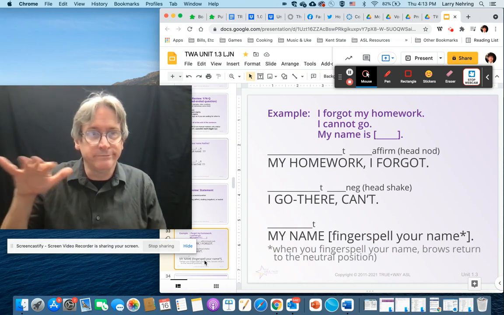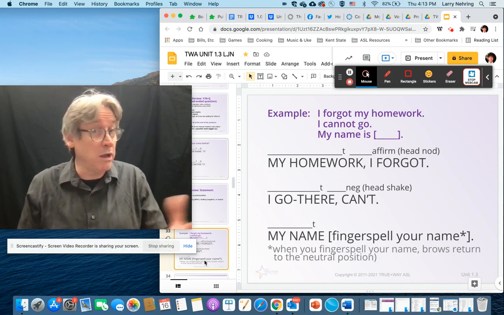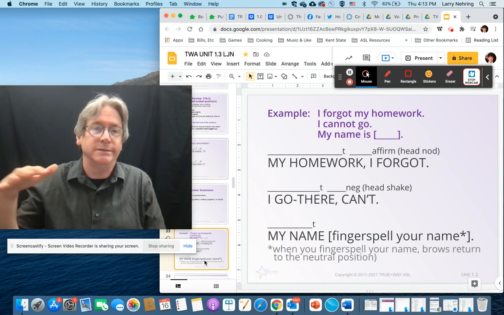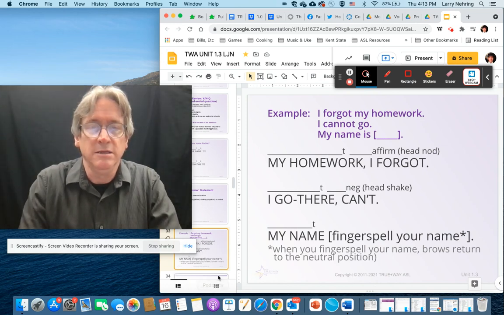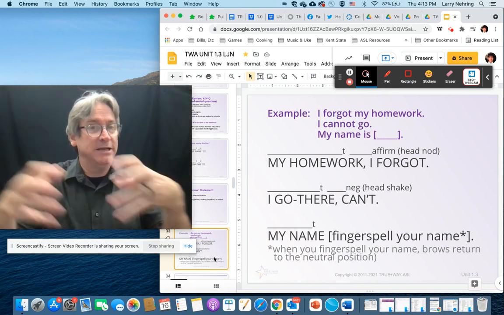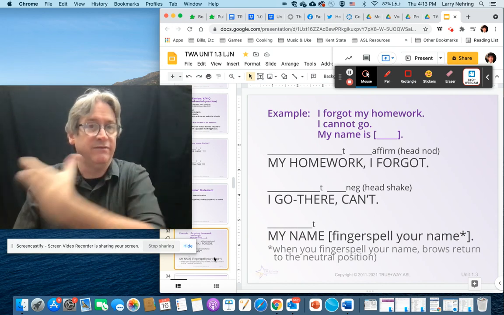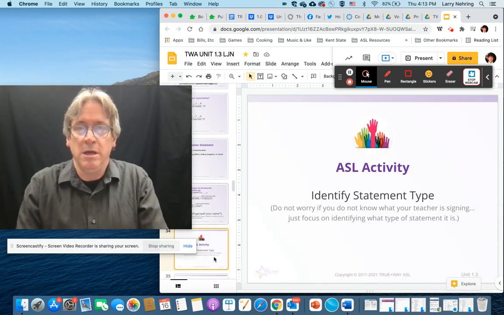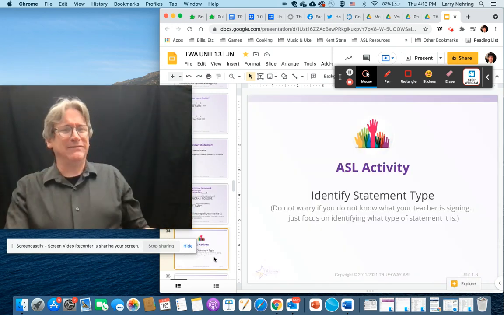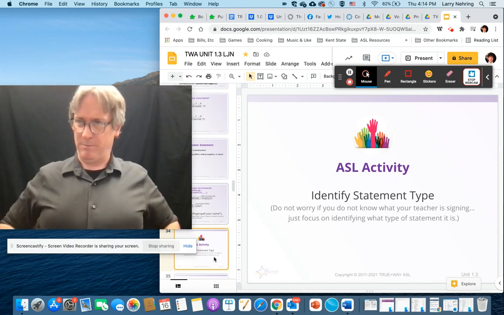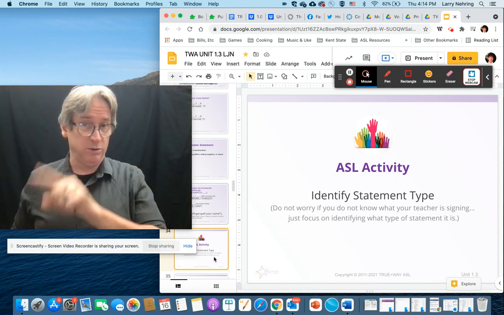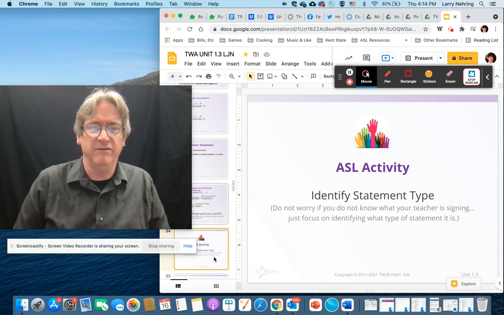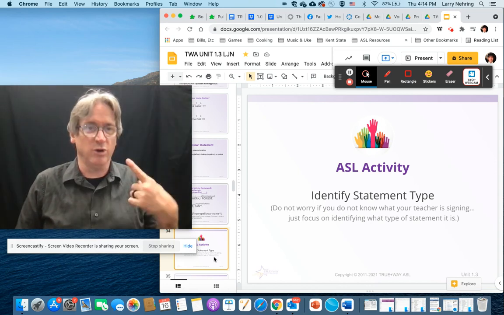Neutral. My name. If you're confirming it, oh, my name is this. Yeah. Right. So those are the three statement types: neutral, positive, negative. So there would be an activity we can do. I think they have the activity in the module. I want to take a look at it. If not, I can create it. We can do it in the classroom where you identify them.